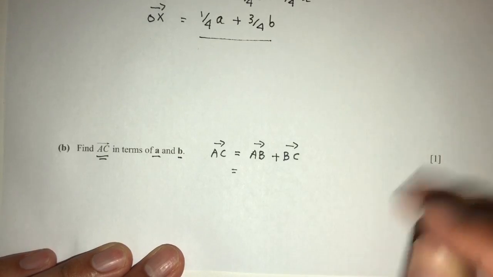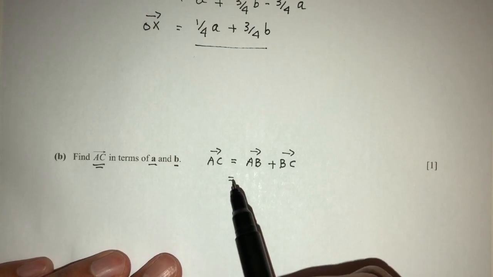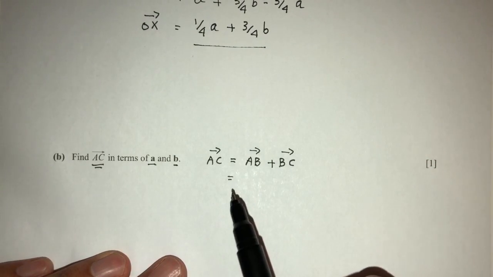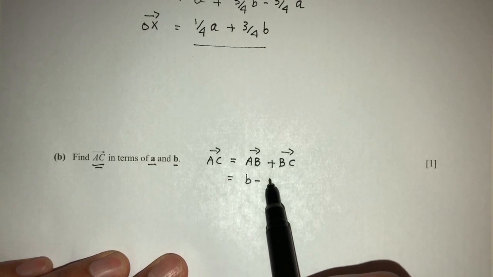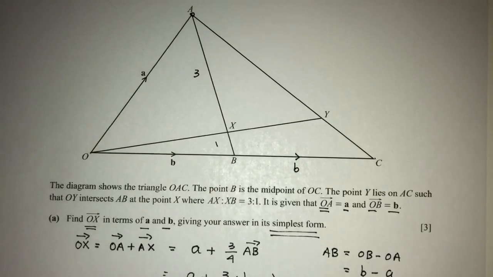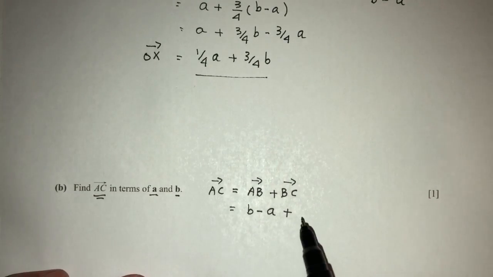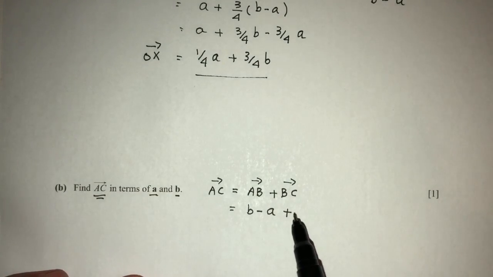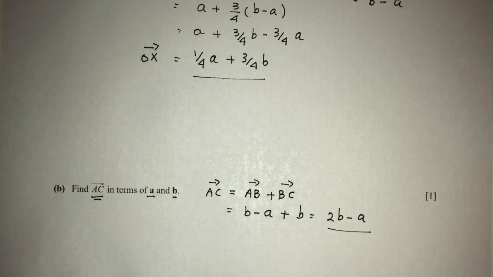So AB, as we have seen here, it is B minus A. So B minus A will be what? B minus A, and plus BC. What is BC? BC is B because B is the midpoint of OC, so it is the same. So B, it will be 2B minus A. That is part B of the question, which is AC.